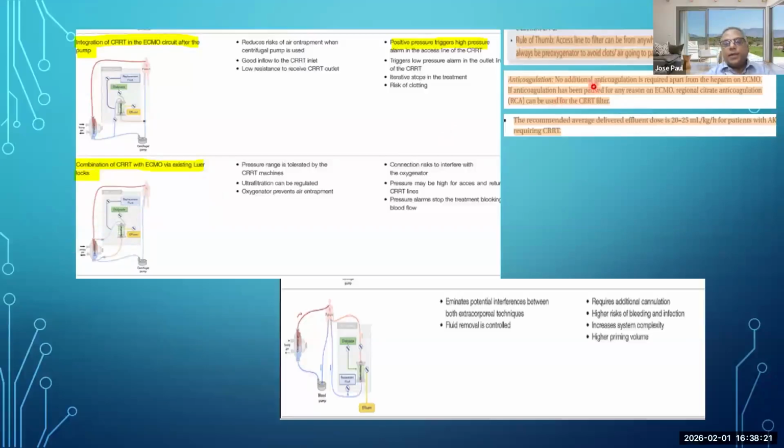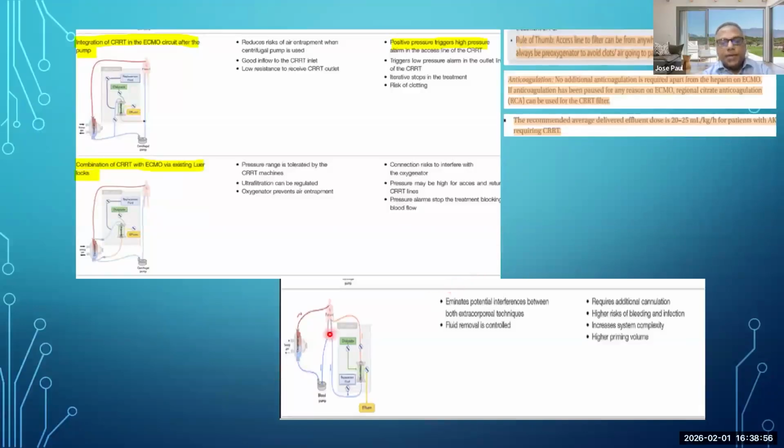And what should be the anticoagulation? No additional anticoagulation is required apart from the heparin on the ECMO circuit. In general, you usually don't require any separate anticoagulation, because the ECMO circuit will already be primed with heparin and anticoagulated with heparin. The standard dosing is the same: the effluent dose is 20 to 25 ml per kg per hour in acute kidney injury patients requiring CRRT, even on ECMO. So this is what you generally do.